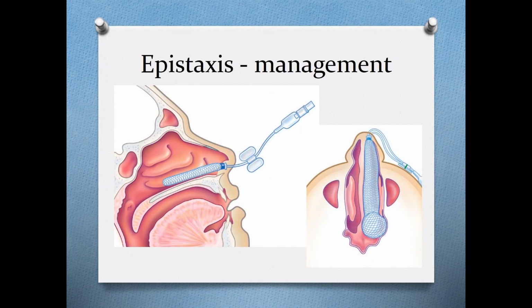Posterior epistaxis is difficult to control, but if you are aware of the direction in which the pack has to go, so not all the way up, if you just follow the floor of the nose pointing towards the ear, then you can reach right to the back of the nose and then inflate the bulb at the back. You're basically aiming for the venous plexus right at the back of the nose. If the pack doesn't reach there, then often it will not stop the bleeding.